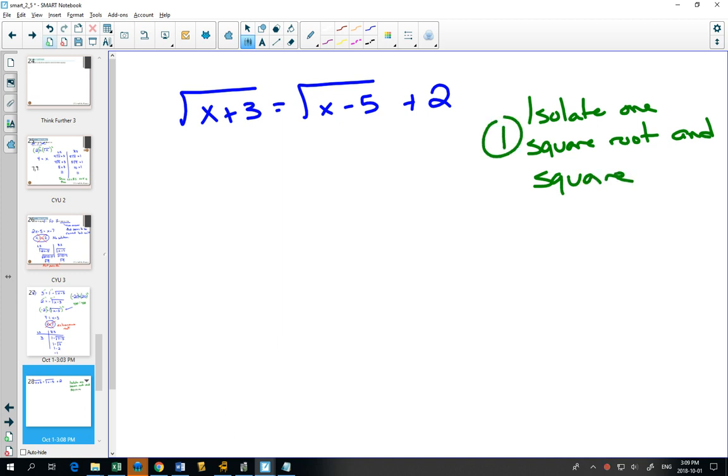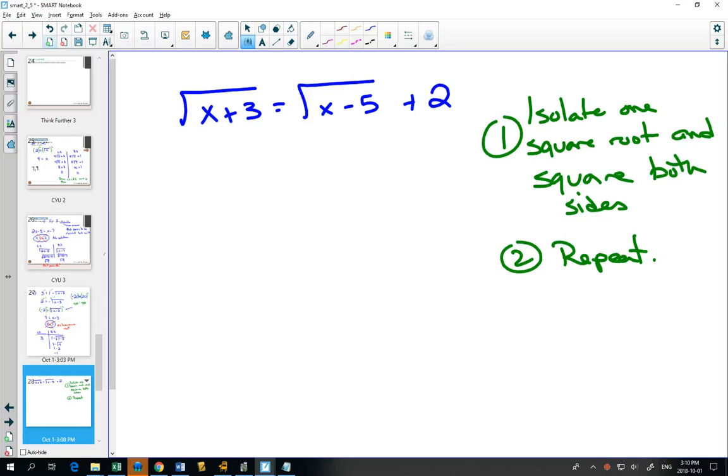So far, our basic rule for solving square roots is if you can isolate the square root and square both sides, that gets rid of it. When you have 2 square roots or 3 or 4 or 5 or however many square roots you have, this process might have to repeat. And that's going to be the case in this situation.